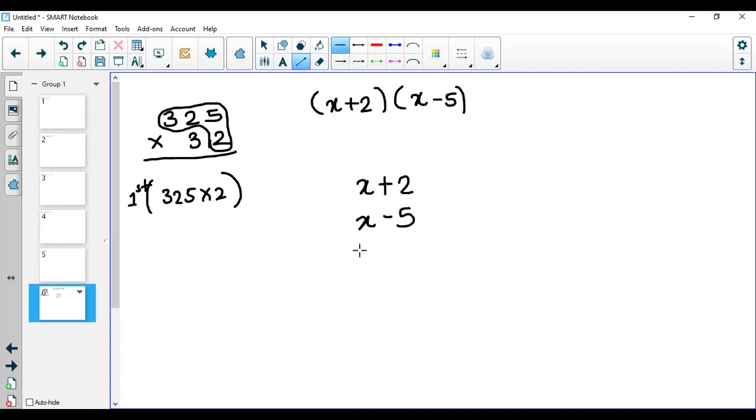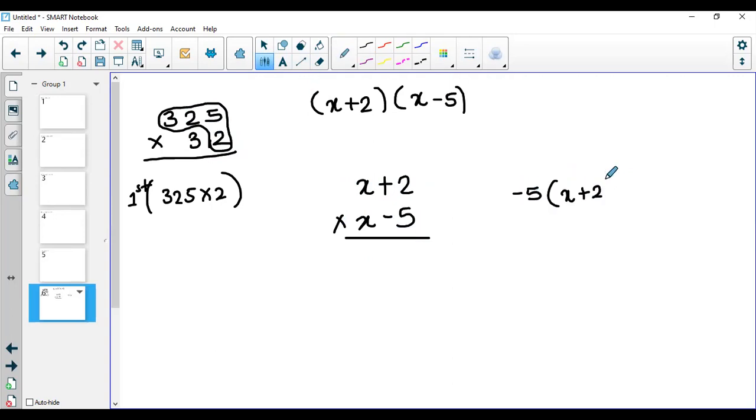Okay. So here we are going to multiply them. So let's multiply. As here we multiply the 325 by 2, here we are going to multiply x plus 2 by -5. So let me show you separately what happens when you multiply x plus 2 with -5. So if you multiply -5 with x plus 2, that will give me -5x minus 10. -5 multiplied by x is -5x. -5 multiplied by positive 2 is -10.